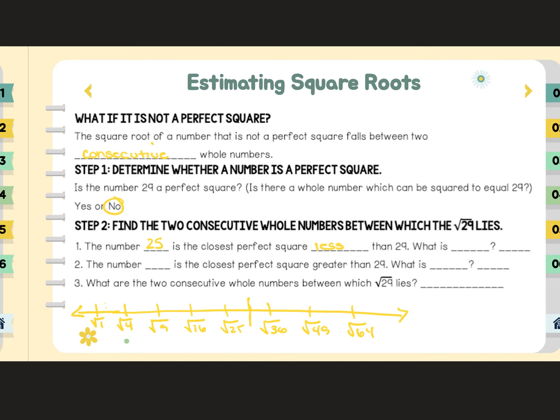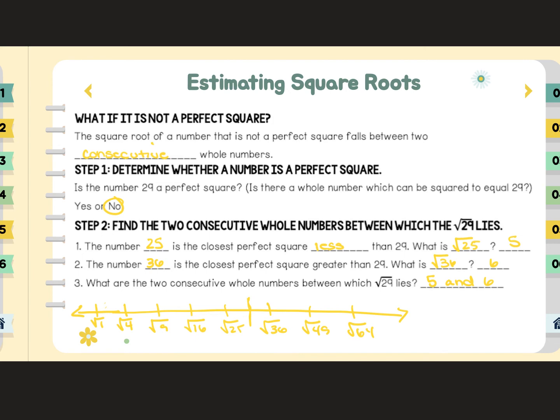All right, so we know the square root of 25 is 5. We also have 36, which is the closest because it's greater than 29. So we know that the square root of 36 is 6. So what are the two consecutive whole numbers between which 29 lies? We would say 5 and 6. All right.